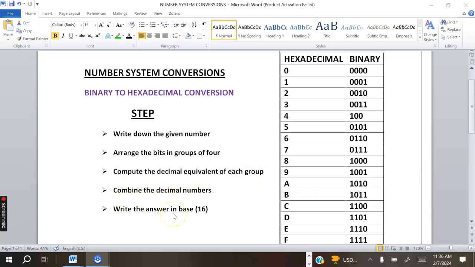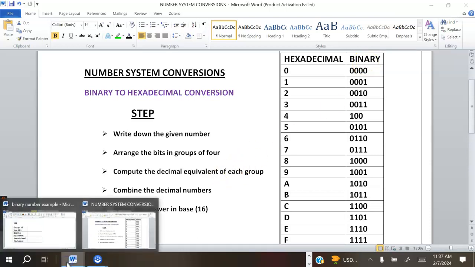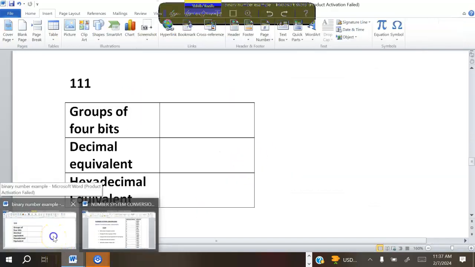And lastly, you give your answer in base 16, because from 0 to F we have 16 numbers. For binary, they are always 2, that's why we always have base 2. Okay, let's dive direct into our example.